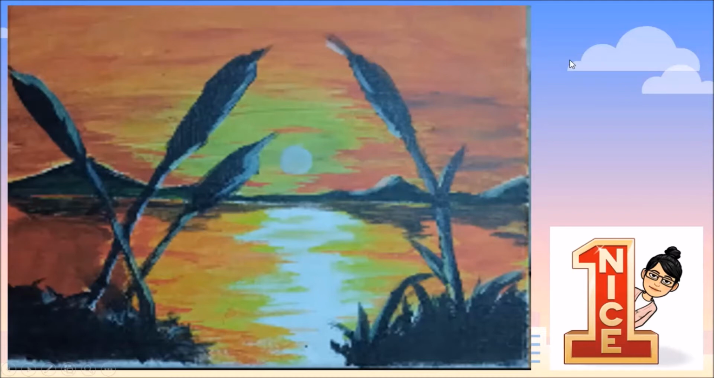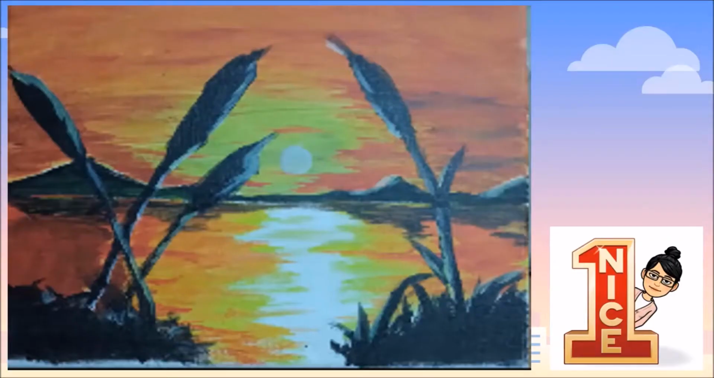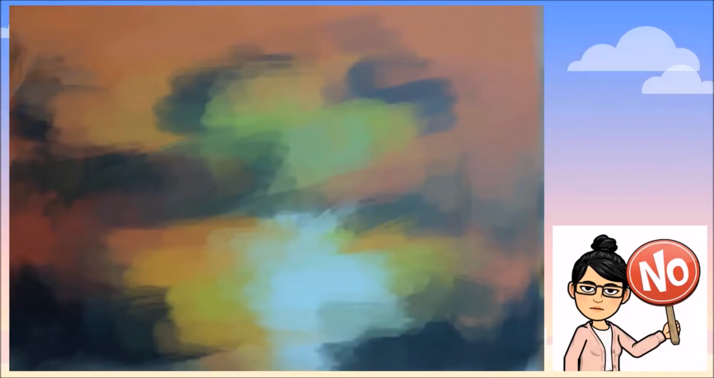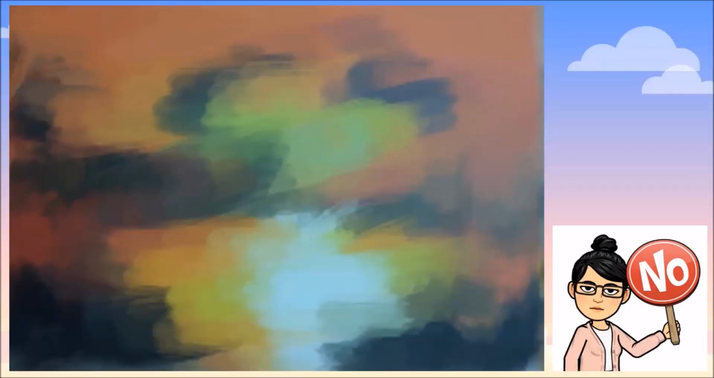For today's lesson, before we start, I'm going to show you two pictures. The first one is here, and the second picture is here. Now my question is, which one is easier to look at and identify, and why?